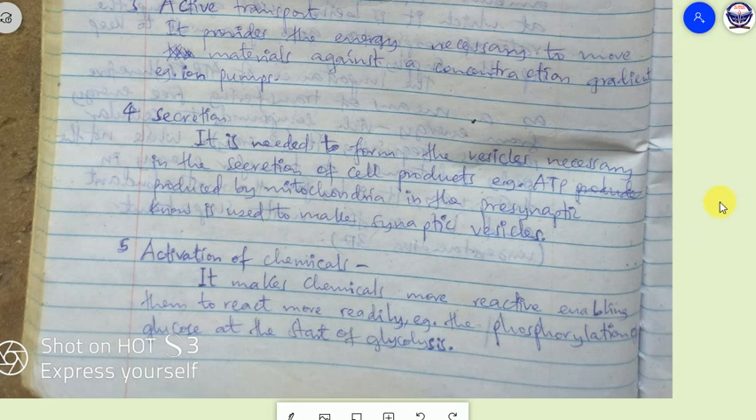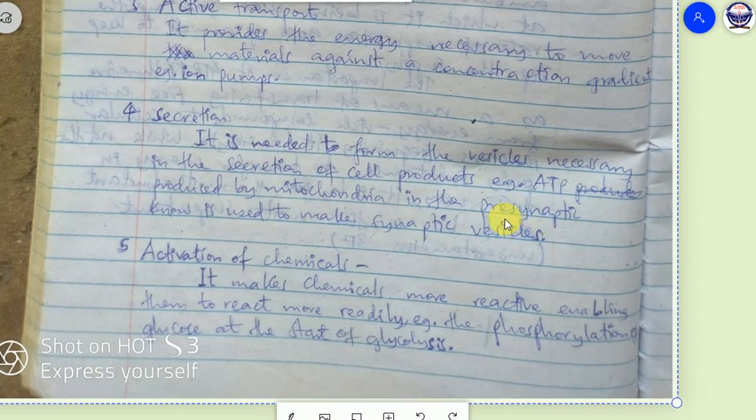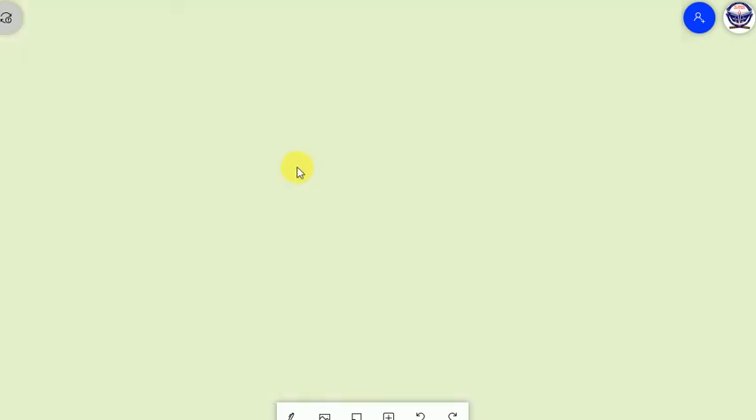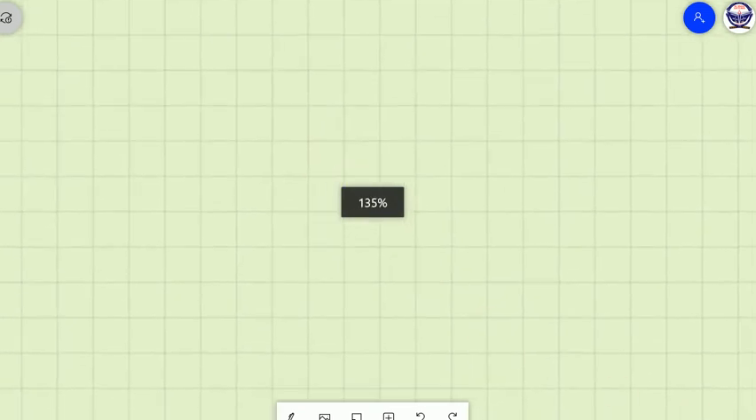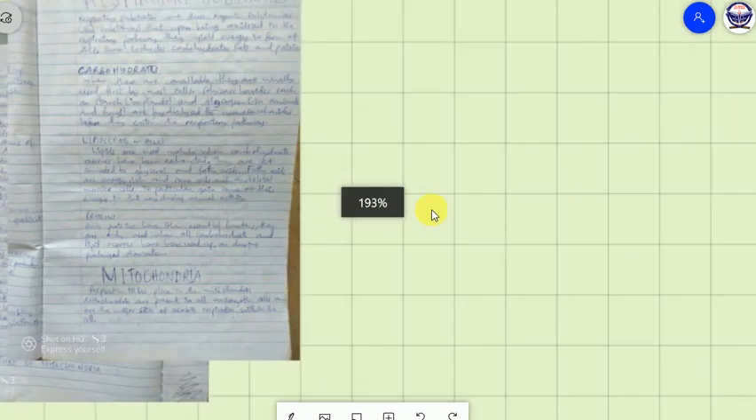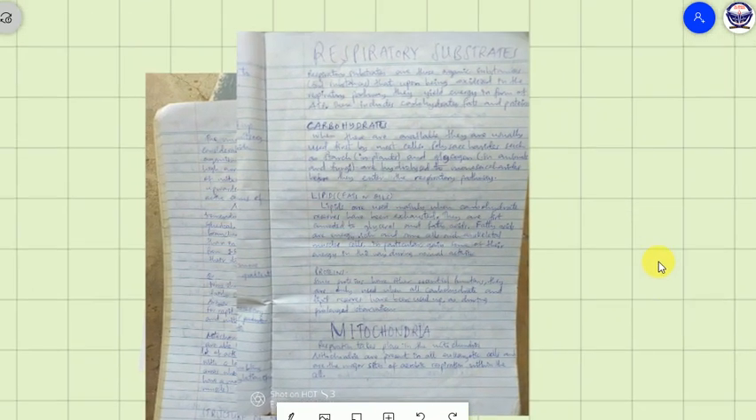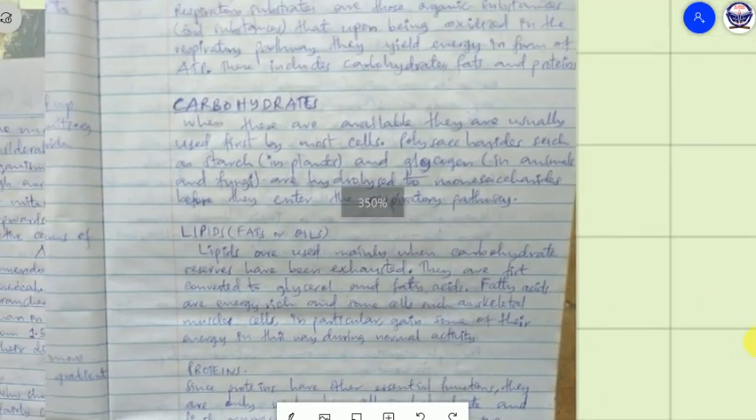Now this marks the end of our discussion of the structure and significance, together with the uses of ATP in the cell. In the next session, we'll be discussing the respiratory substrates and the structure of mitochondria.